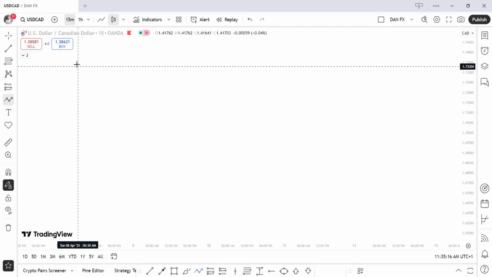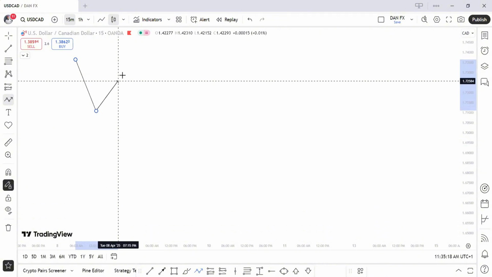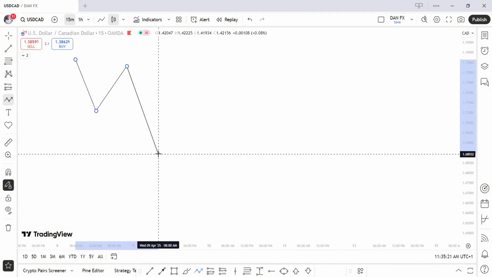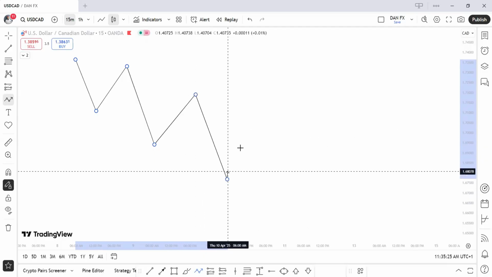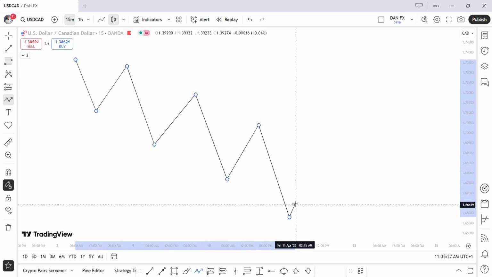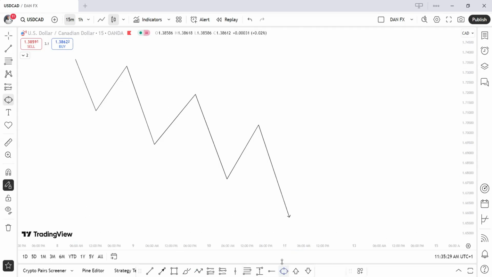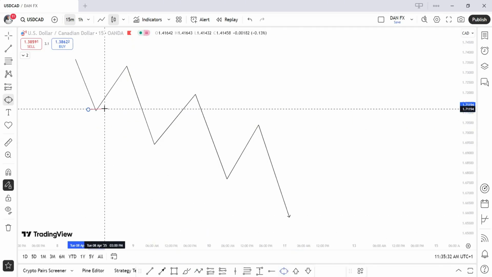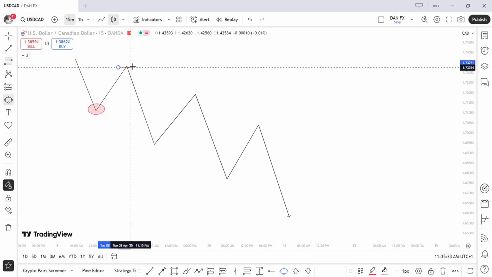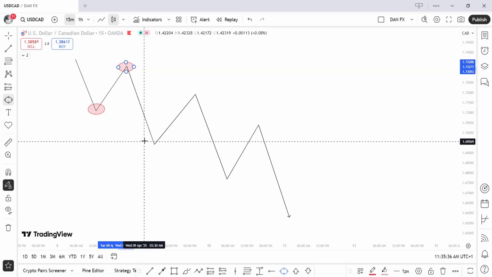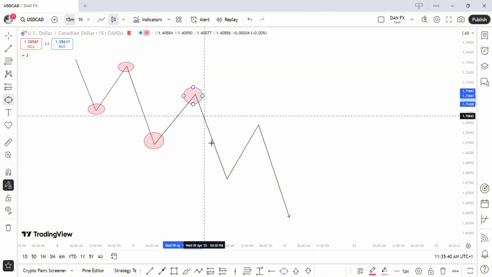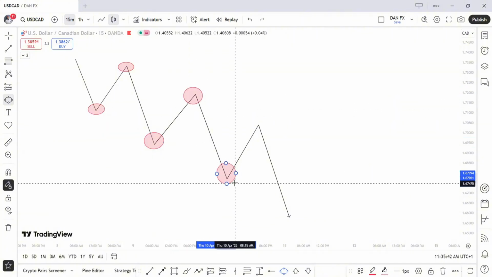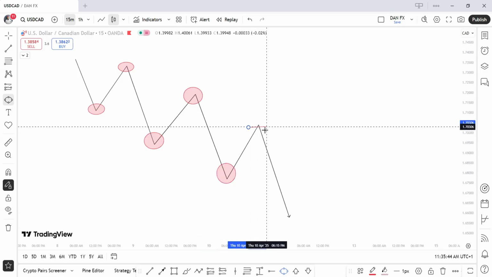Right. So let's say we have a downtrend, price is coming down. We have a low, we have a high, we have a lower low, we have a lower high, we have a lower low, we have a lower high, and then we have a lower low. So we can see we have the low here, we have the high, we have the lower low, we have the lower high, we have the lower low, we have a lower high.